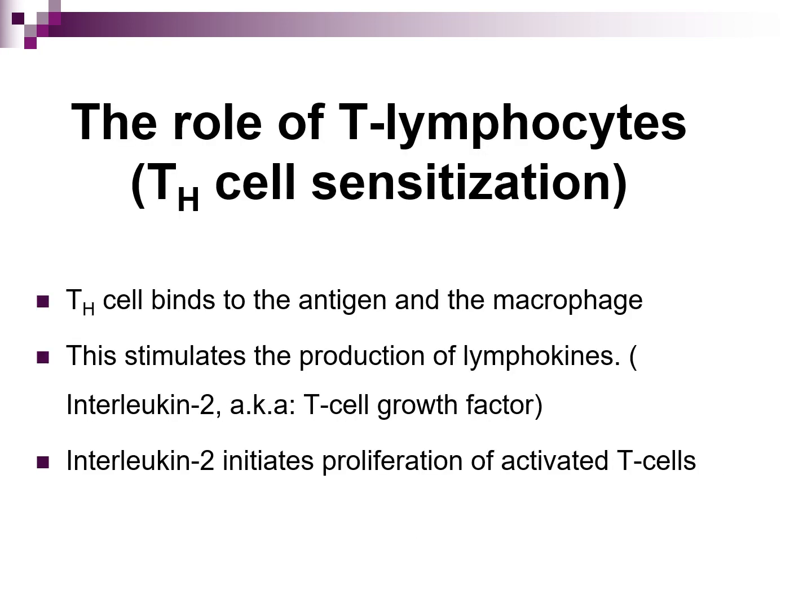Step 2 in the production of antibody is called T cell sensitization. The T helper cell binds to the antigen in the macrophage, and this stimulates the production of lymphokines. The main lymphokine secreted is interleukin-2, and that is secreted by mostly T helper cells and to some degree natural killer cells. Interleukin-2 initiates proliferation of activated T cells. Activated T cells produce many T helper cells. The cells are suppressor and cytotoxic like memory cells.